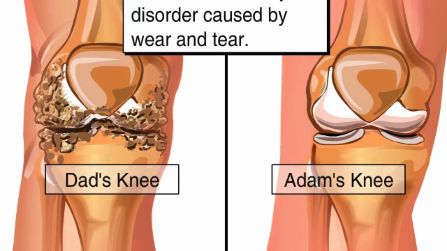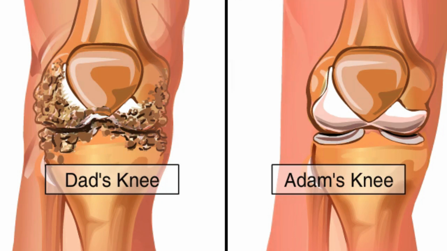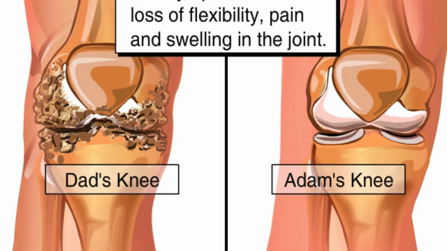Osteoarthritis is a chronic disease, a disease that persists for a long time. It causes the deterioration of the cartilage within a joint. For most people, the cause of osteoarthritis is unknown, but metabolic, genetic, chemical, and mechanical factors play a role in its development. Symptoms of osteoarthritis include loss of flexibility, limited movement, and pain and swelling within the joint.